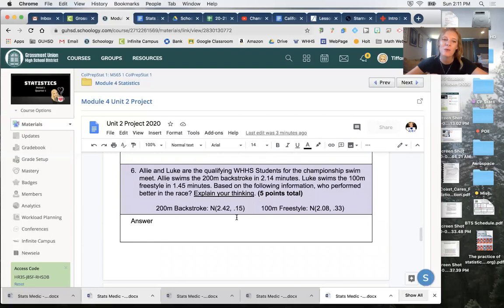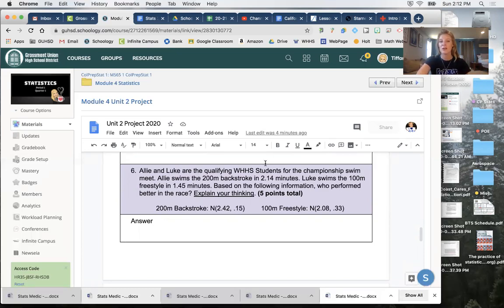And the very last one is a comparative one. Allie and Luke are my son and daughter. They are qualifying for the West Hills High School Championship swim meet. Allie swims the 200-meter backstroke in 2.14 minutes, and Luke swims the 100-meter freestyle in 1.45 minutes. Based on the following information, who performed better in their race? Because remember, you're comparing apples and oranges, but you can compare their z-scores to the normal distribution.